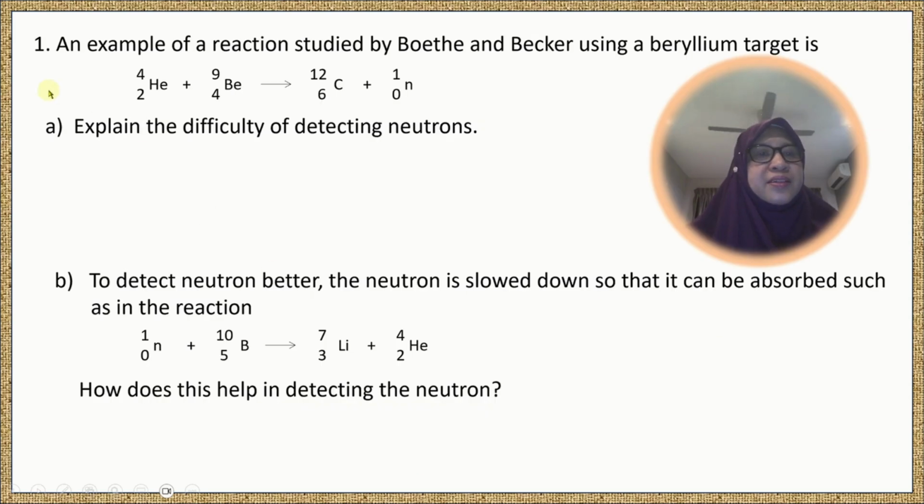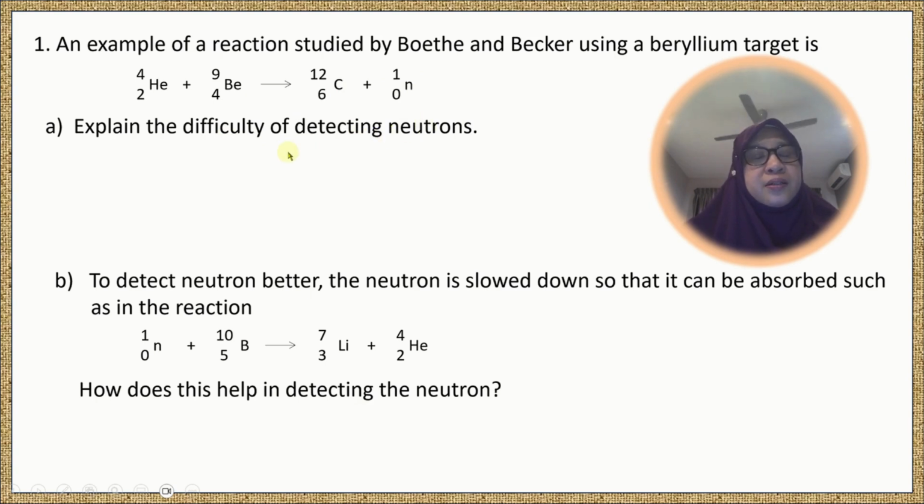Okay, question 1. An example of a reaction studied by Boyes and Becker using a beryllium target is helium, an alpha particle, plus beryllium. So the product is carbon and a neutron. Explain the difficulty of detecting neutrons.